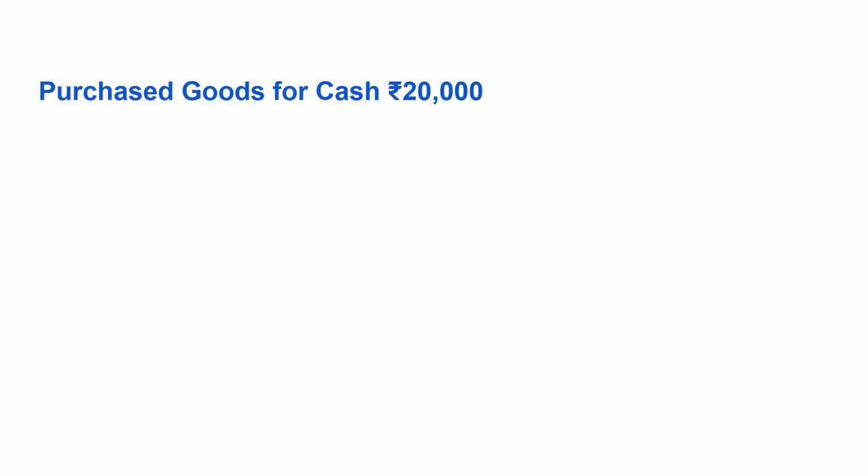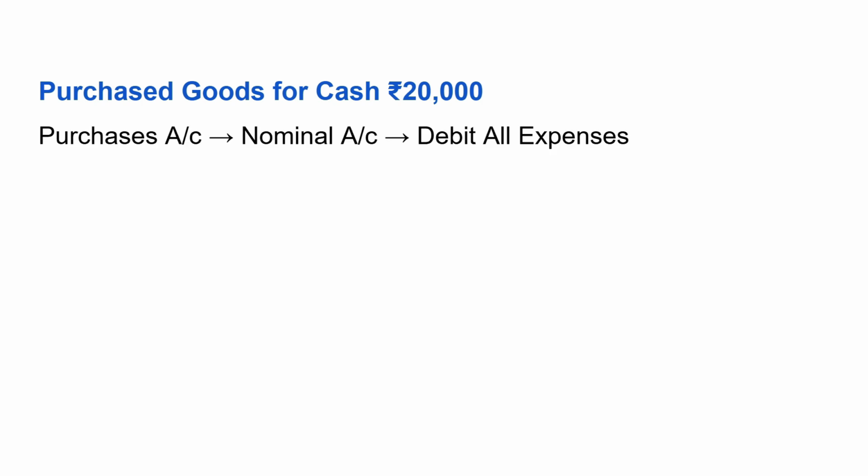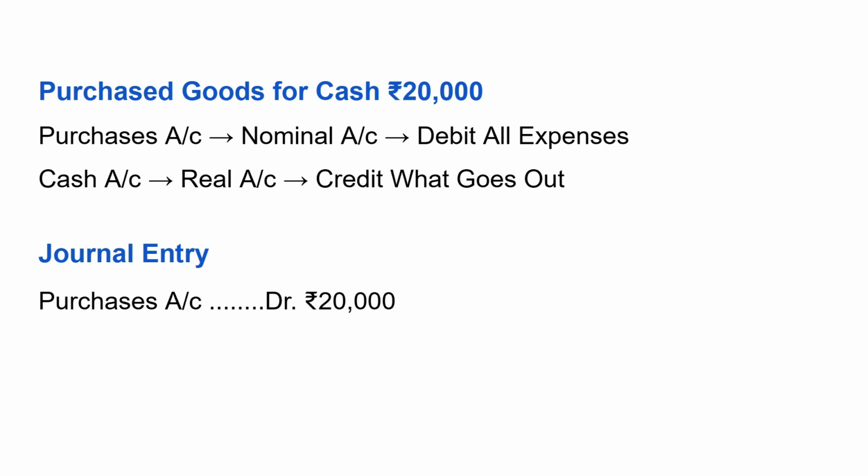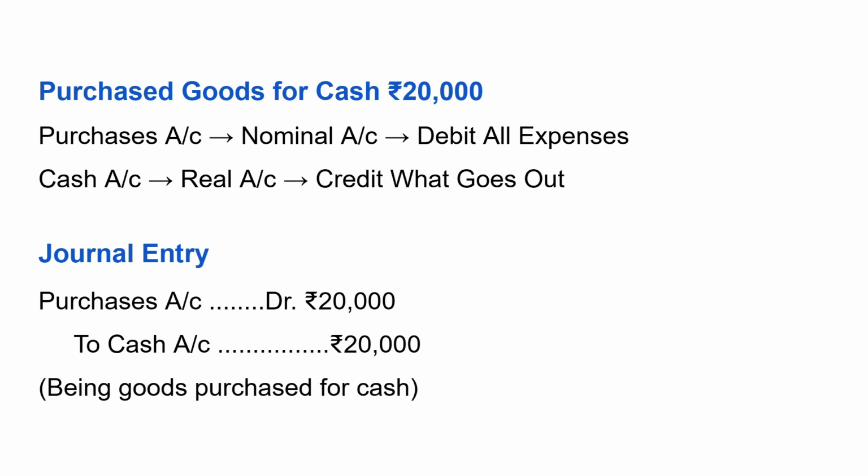purchase goods for cash rupees 20,000. Here the two accounts are purchase account and cash account. Purchase account is a nominal account and for nominal account the rule is debit all expenses. Cash is real account and for real account credit what goes out. So the journal entry is purchase account debit 20,000 to cash account 20,000 rupees. And the narration is being goods purchased for cash. Purchases are the expenses for the business, so we debit it.